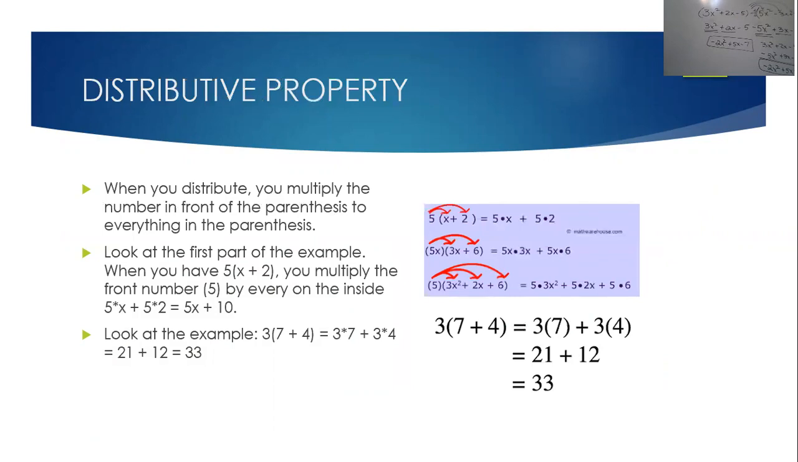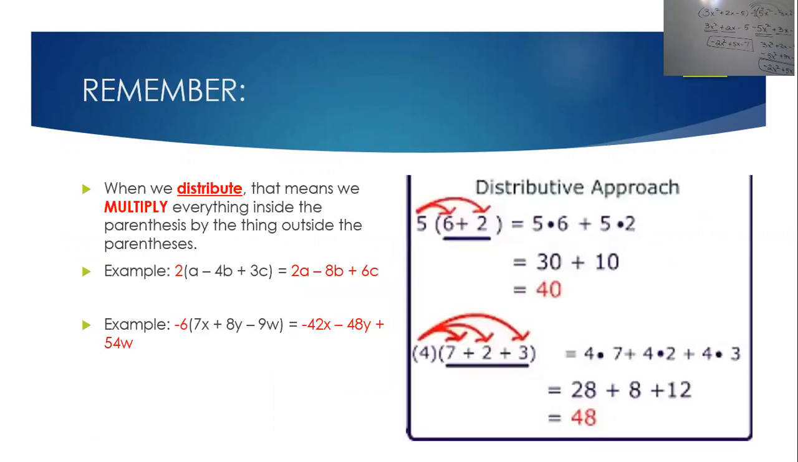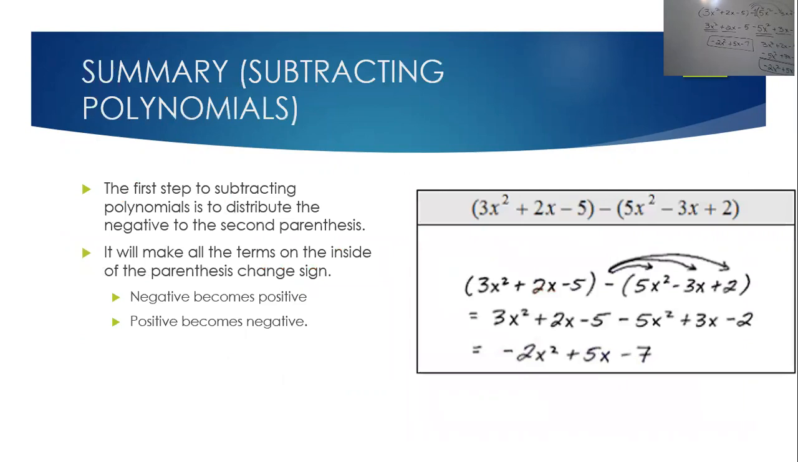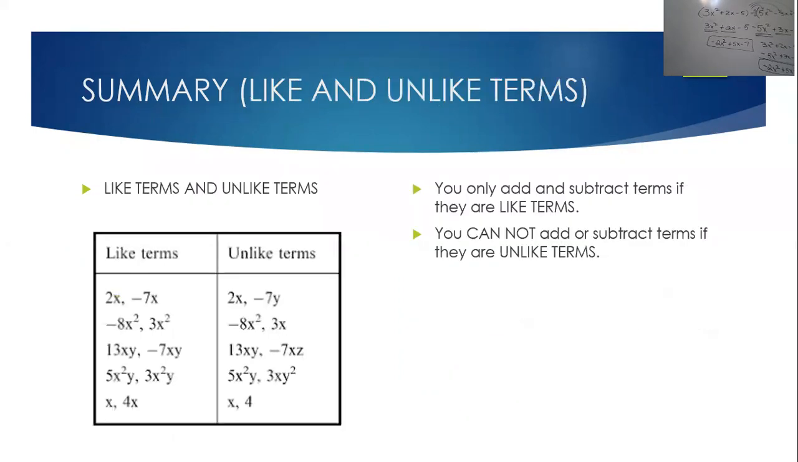All right, distributive property, which we just did. That's distributive property. That's a summary of it. When you subtract polynomials, you gotta make sure and multiply things out. We have to remember like terms and unlike terms. You can only do like terms. You can only add and subtract like terms.